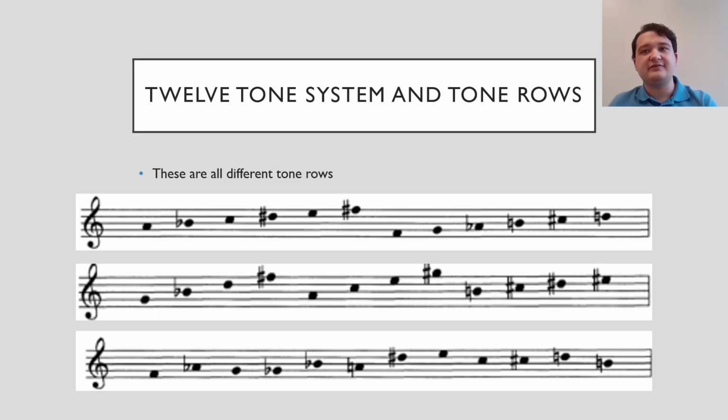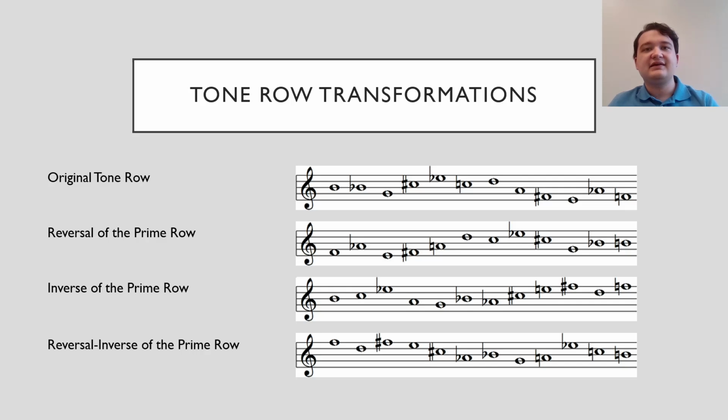The 12-tone system is a method of music composition for atonal music, that is, music written without it being in a certain particular key. This is done using tone rows. A tone row is basically just any sequence of the 12 musical tones that uses each tone only once.